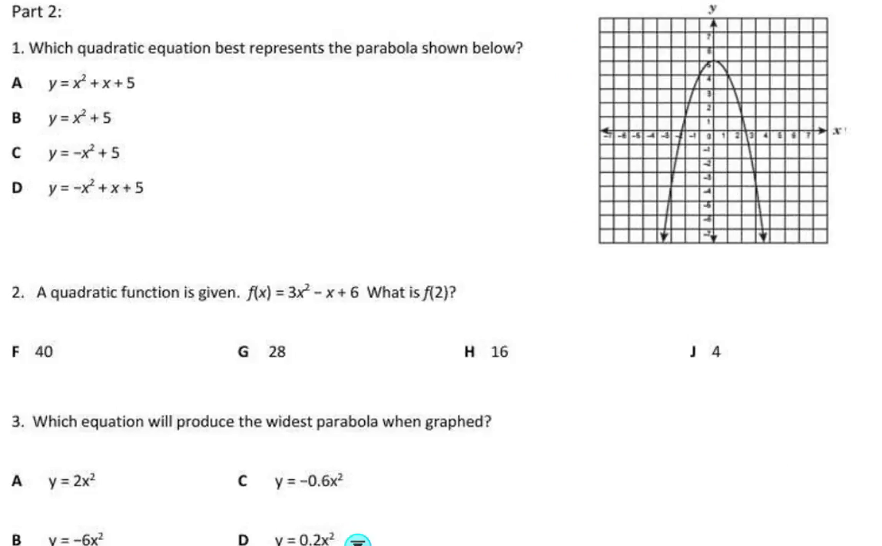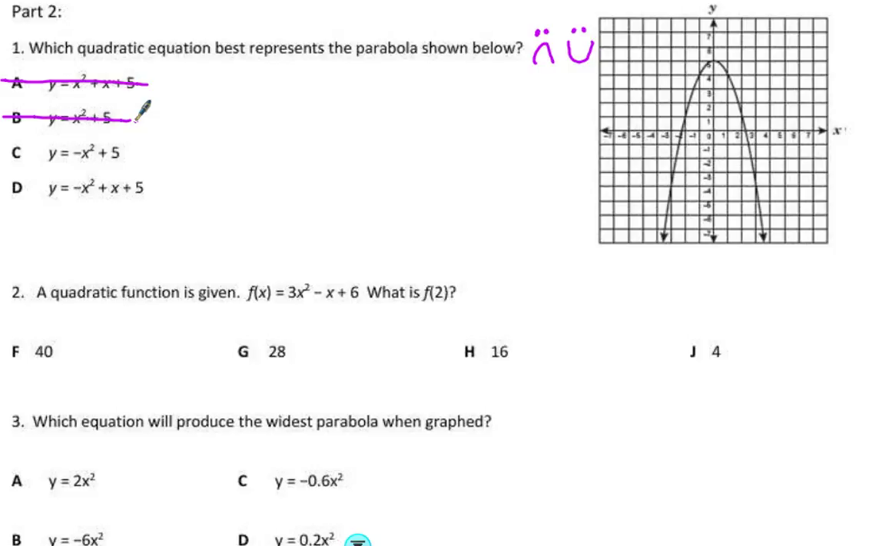Let's look at number 2. Which quadratic equation best represents the parabola shown below? Alright, so we got some options. Right off the bat, is this a positive graph or a negative graph? The way I tell my students is if it looks like a sad face, it's going to be negative. If it looks like a happy face, it's going to be positive. So this is obviously a negative parabola, so my leading x squared needs to be negative in order for that to be graphed that way. So I can automatically eliminate answer choices A and B.